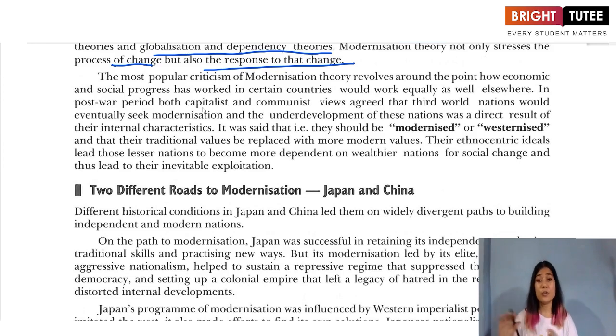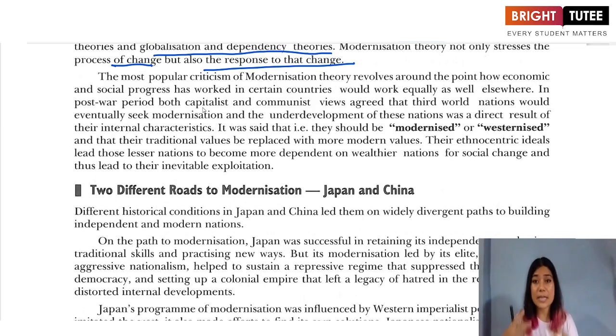Now, the group of people who criticize this idea of modernization also point out that modernization puts emphasis on how the economic and social progress of certain countries works. Like how certain countries try to influence other countries in order to bring modernization, to modernize its economic system, its political system, its culture, its society, etc. But while doing that, it also colonizes, it also imposes certain rules and regulations on that particular country.